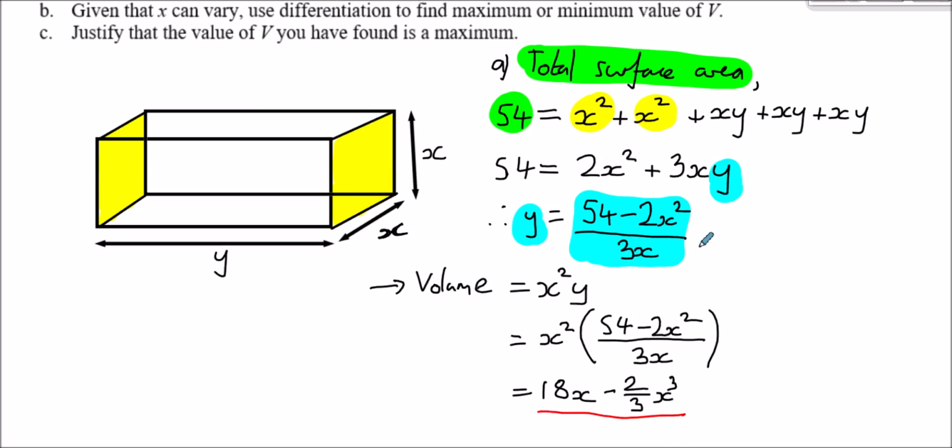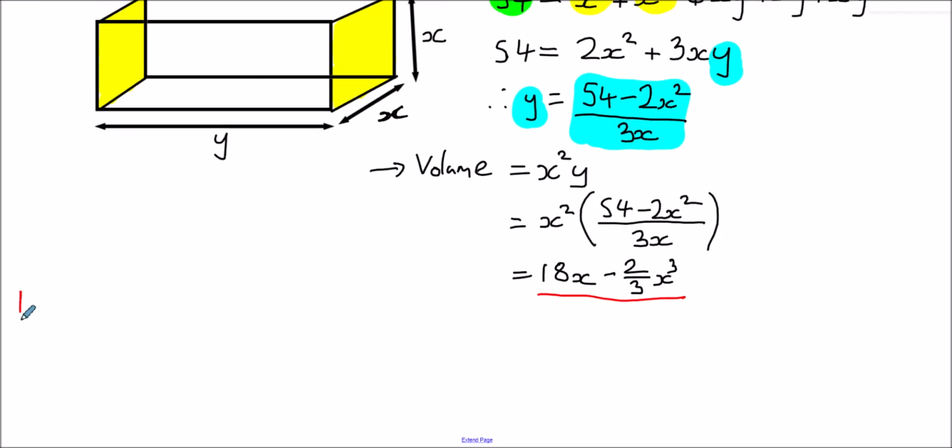For part B, we're told that because x can vary, we can use differentiation to find the maximum or minimum value of v. And so for part B, what we need to do here is to differentiate the volume with respect to x. So we need to find how the volume varies with respect to x. dv by dx tells us the rate of change of the volume with respect to x. And so we just differentiate the volume here, this function, with respect to x.